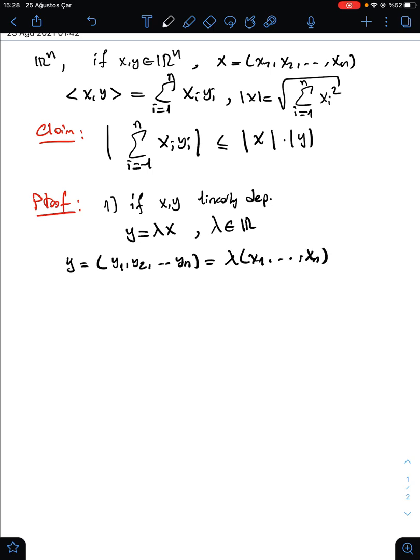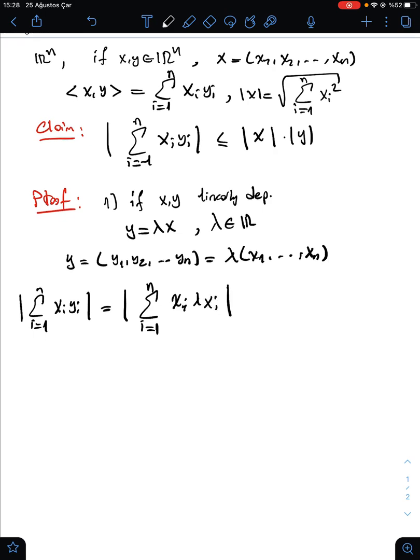So just write this left hand side, the sum of xi yi in that way. You just distribute this lambda to all the x's. So we have the sum from 1 to n of xi's and lambda xi's. So that is the left hand side.